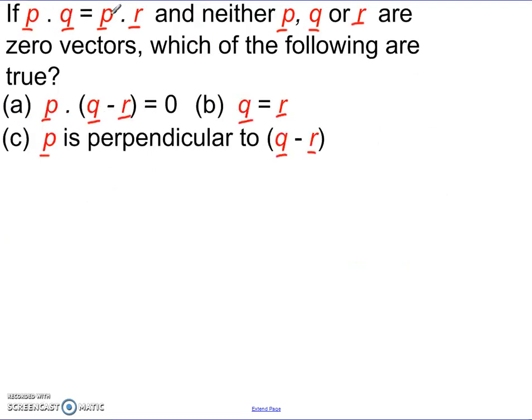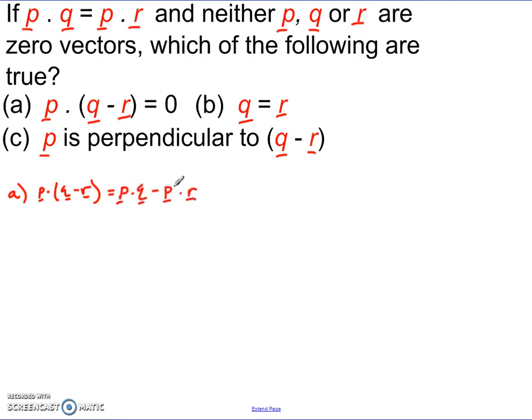Second one, if p dot q equals p dot r, and neither p, q, nor r are 0 vectors, which of the following are true? So I've got to do each of these on their own. So let's look at A first. So p dot (q minus r). Now the ultimate goal is p dot (q minus r) equals 0. Is that true? Well, let's use the distributive property and multiply out the bracket. We know then that's p dot q take away p dot r.